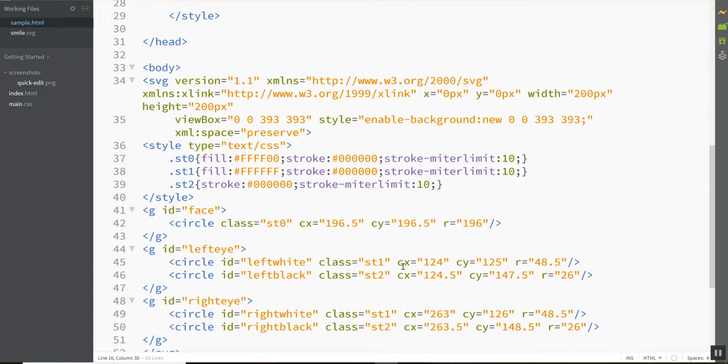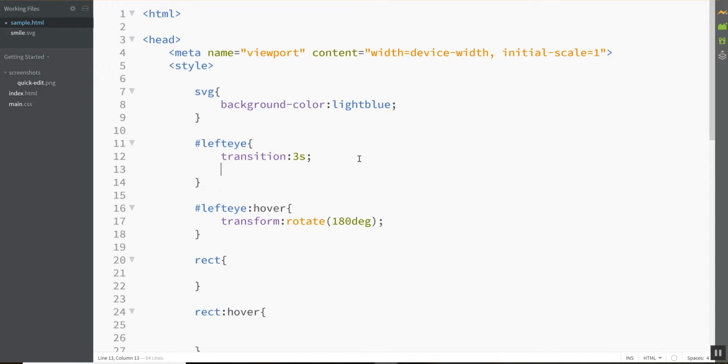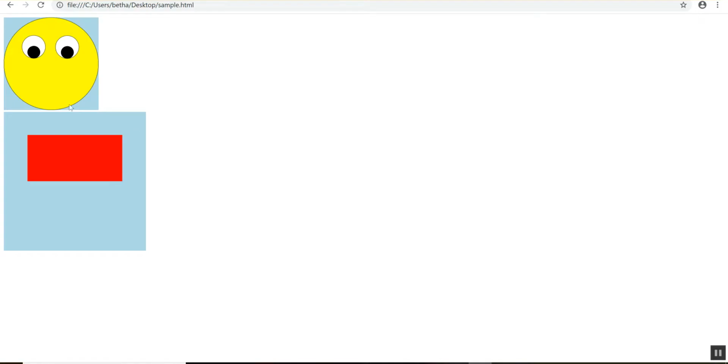So I'm going to look at CX and CY. It's 124 and 125. So I am going to tell this guy to transform the origin so that it's 124 and 125. Now it should rotate about its center instead of its upper left-hand corner. So it's turning and looks like the pupil's going around. So that is a rotation with a circle. It's easy to make it rotate about the center.